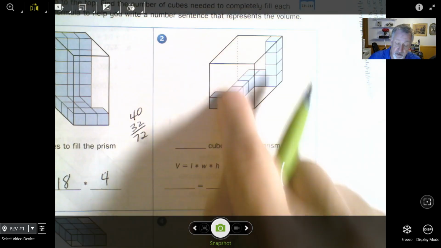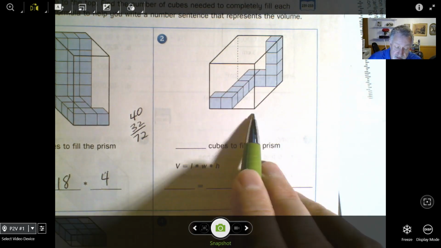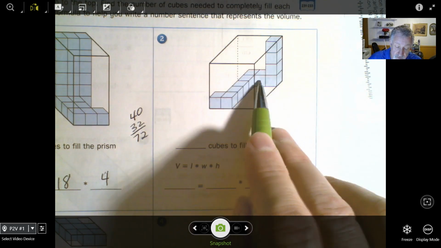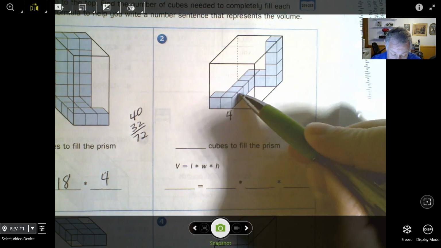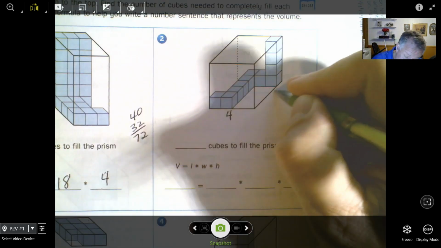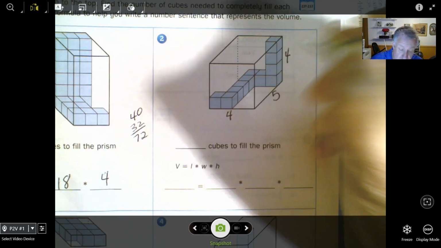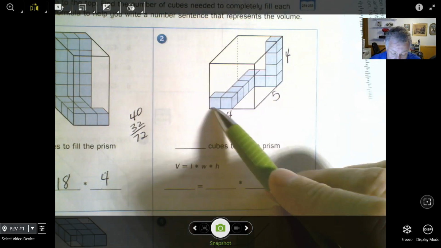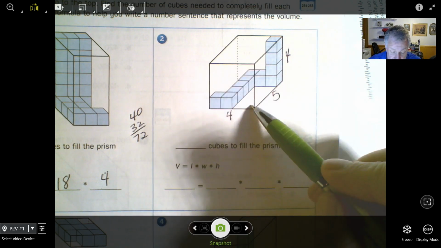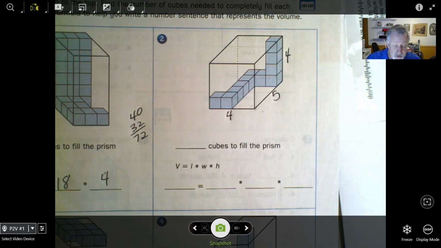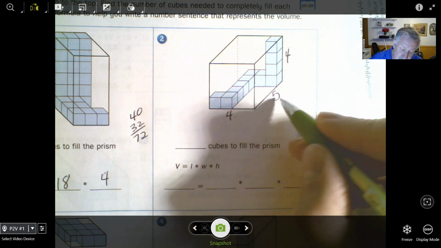We don't have a solid base anywhere to count, so I'm just going to have to figure out each of my measurements. Going across the bottom, 1, 2, 3, 4, so that measurement is 4. Then going back, 1, 2, 3, 4, 5, and a height of 1, 2, 3, 4 also. So I have all 3 measurements, and I'm going to double check and make sure that I used 2 different measurements here, and I did. The 4 going across this way and the 4 going up are the same, so I didn't just count the same measurement twice. And now I have 4 times 5 is 20.